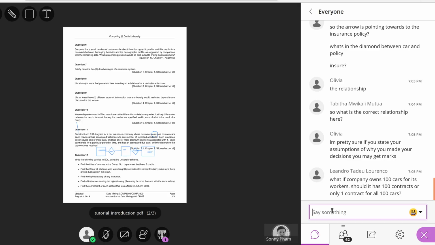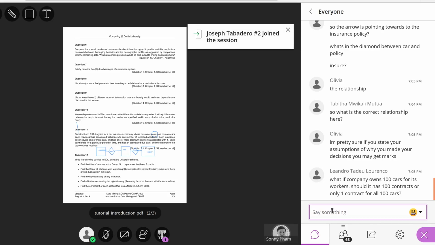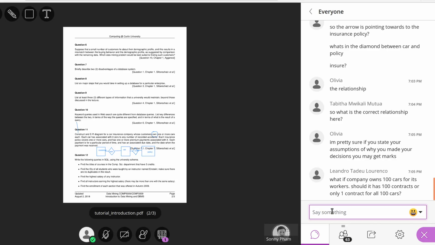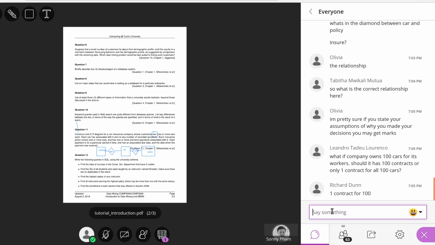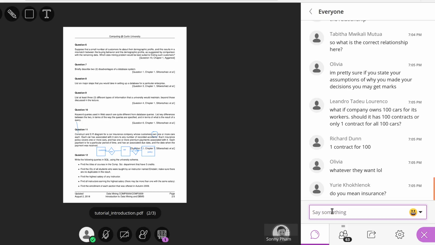Okay, so there's a question here. What if a company owns 100 cars for its workers? Should it have 100 contracts or only one contract for 100 cars? That's an interesting question. Does anyone have an answer? A company is basically a customer anyway, right?